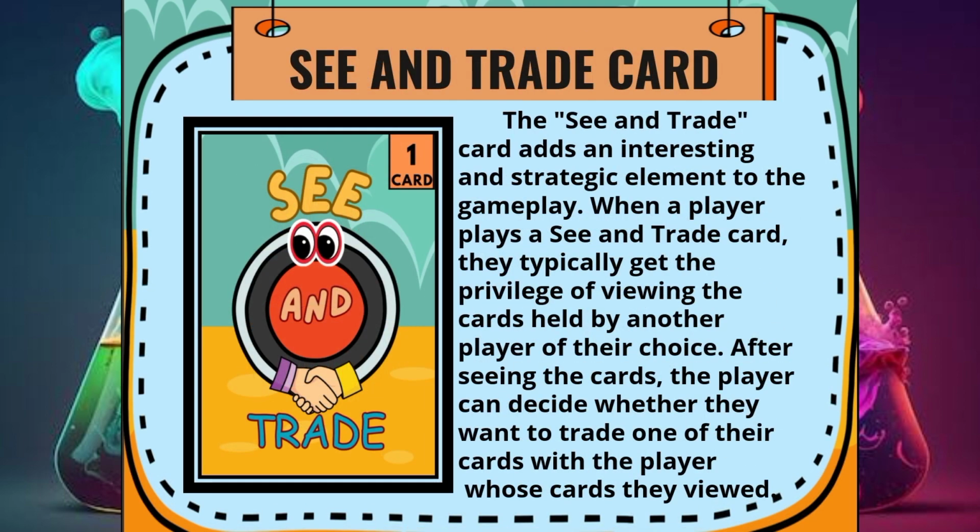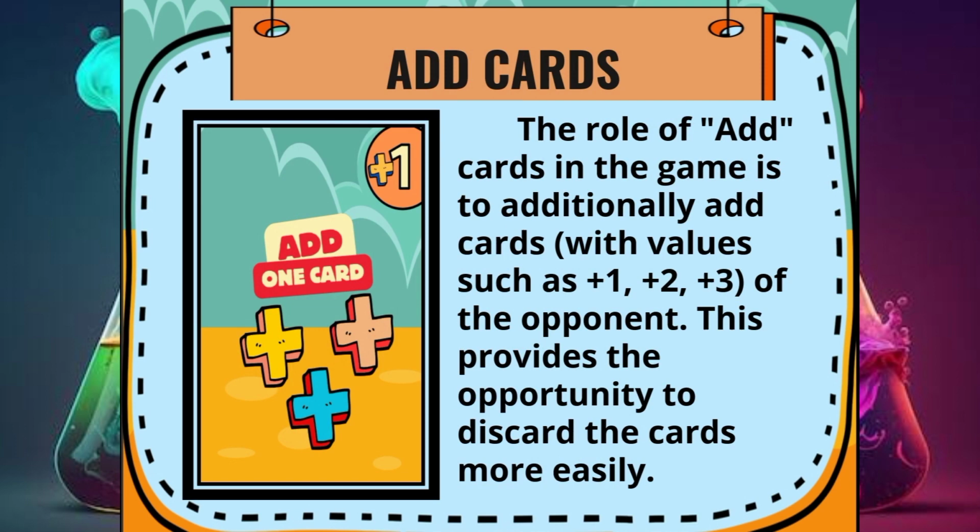See and Trade card. The See and Trade card adds an interesting and strategic element to the gameplay. When a player plays a See and Trade card, they typically get the privilege of viewing the cards held by another player of their choice. After seeing the cards, the player can decide whether they want to trade one of their cards with the player whose cards they viewed.